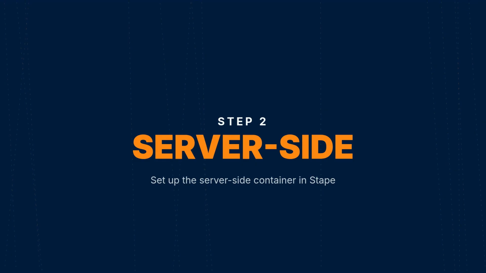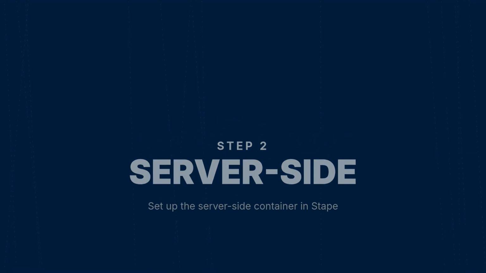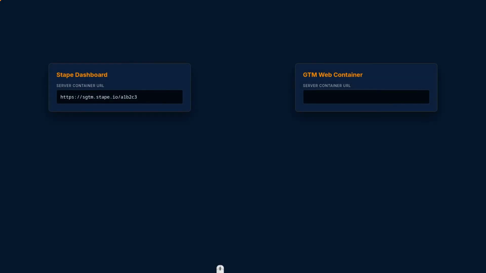Step 2. Set up the server-side container in Stape. In Stape, create your GTM server container. Stape hosts it for you. Copy the server container URL and add it to your GTM web container settings.